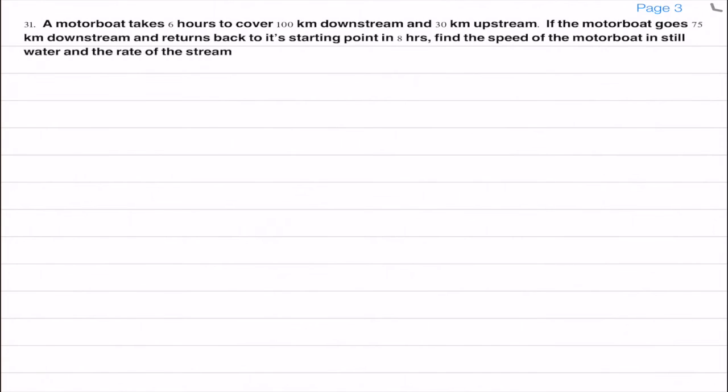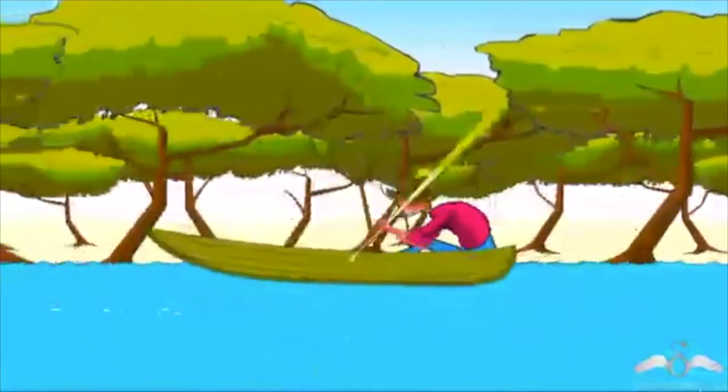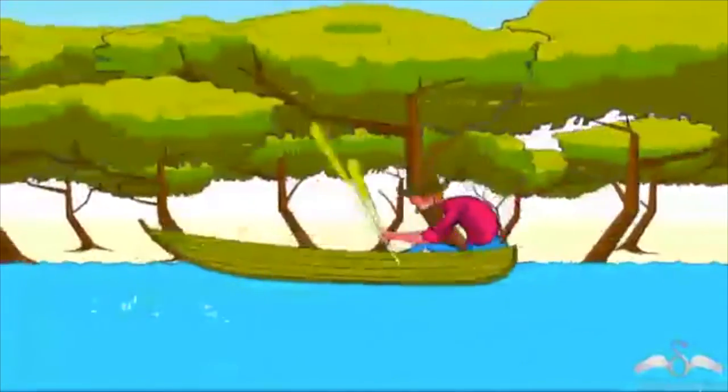Students, before starting with this question of upstream and downstream, I just want you to see this video carefully. Let's observe this man who is rowing the boat in the forward direction. He is moving with some speed in the forward direction. Observe that the water is still and there is no stream in the water.